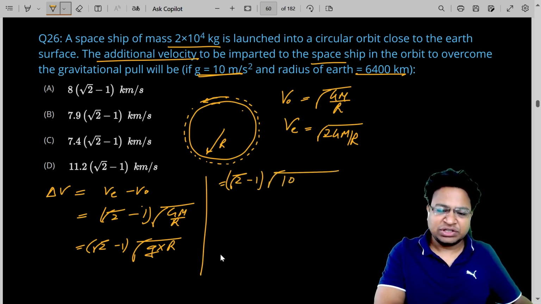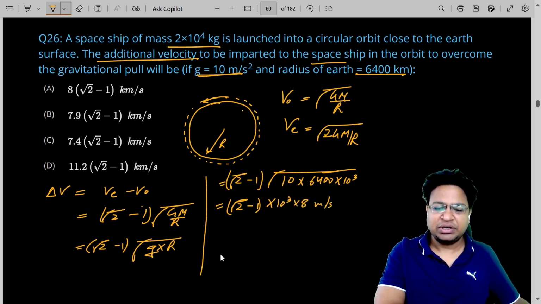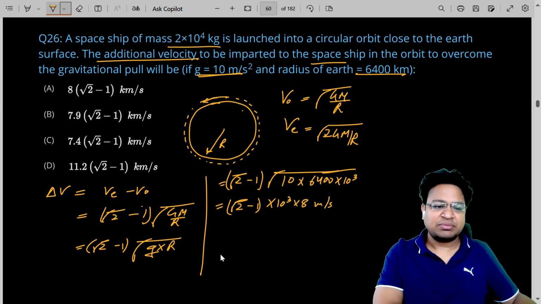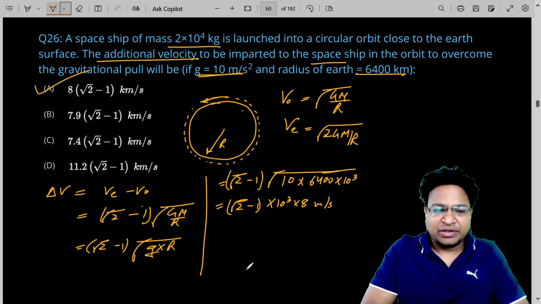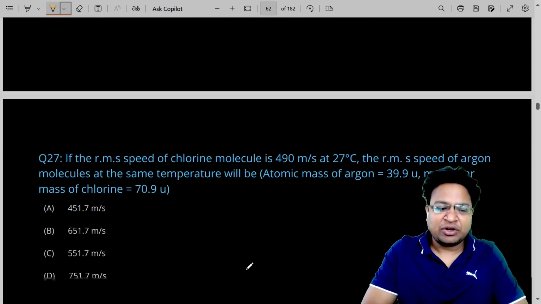Now g is 10 and R is 6,400 kilometers. I will convert the kilometers to meters. So this is what it becomes, and then it is root 2 minus 1. If you carefully notice, we have 10 raised to power 3 that will come out of the root, and we have 8 that will come out of the root. This is in meter per second. So in terms of kilometer per second, it becomes 8 into root 2 minus 1 kilometer per second. So option A would be the right answer. All right, so that was question number 1 of the physics section, and option A would be the right answer.